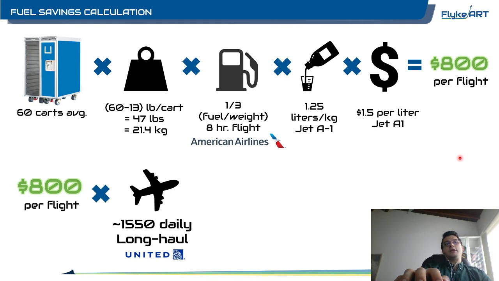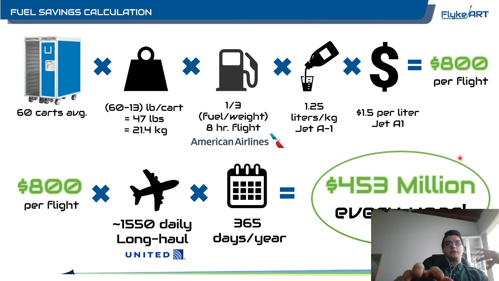But now if you take $800 per flight and then you multiply how many flights are operated by United every day, which is 1,550 daily long-haul flights, or, this was pre-coronavirus, of course. And then we take into account all of the annual flights, we could save this airline $453 million every year just by changing the cart for a lighter material. This is a huge, huge, huge number.